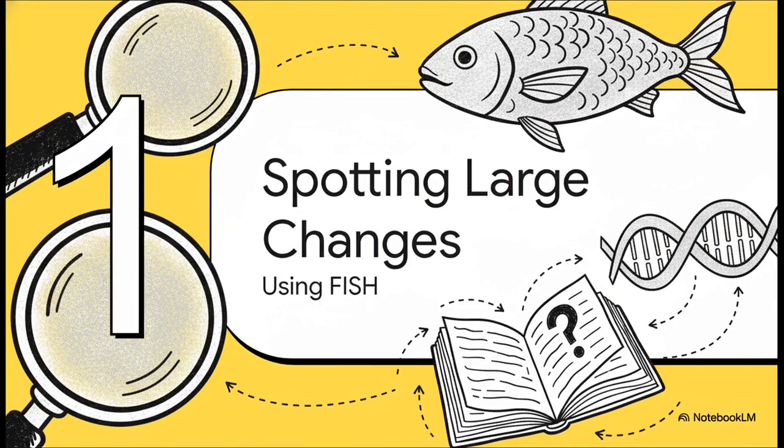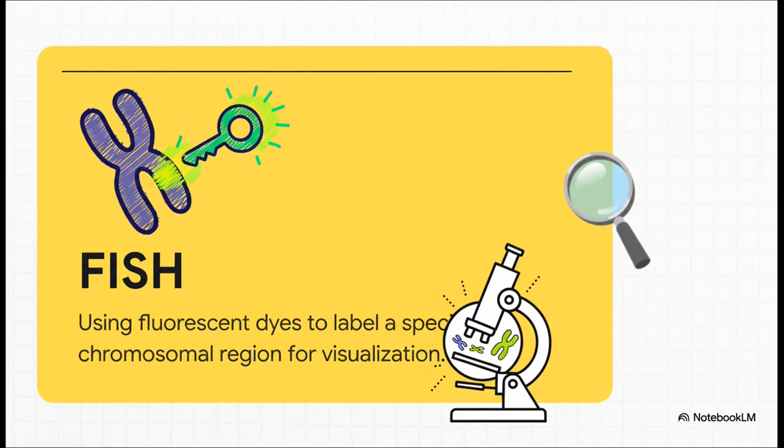So our first tool is for finding the most obvious clues. We're not looking for a single wrong letter here. We're looking for a whole missing chapter, or maybe an extra chapter that's been copied and pasted in by mistake. For these big, large-scale changes, we use a technique called FISH. So what is this FISH? The idea behind it is actually quite brilliant.